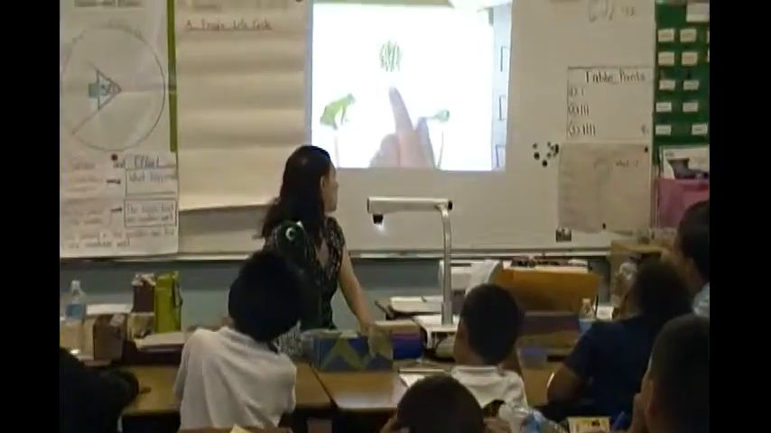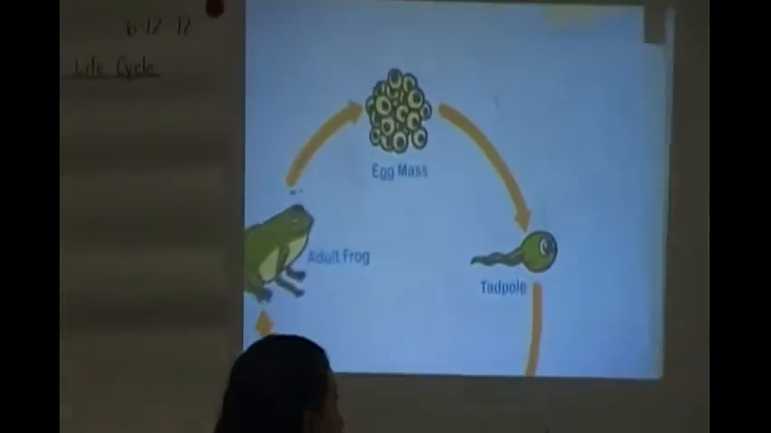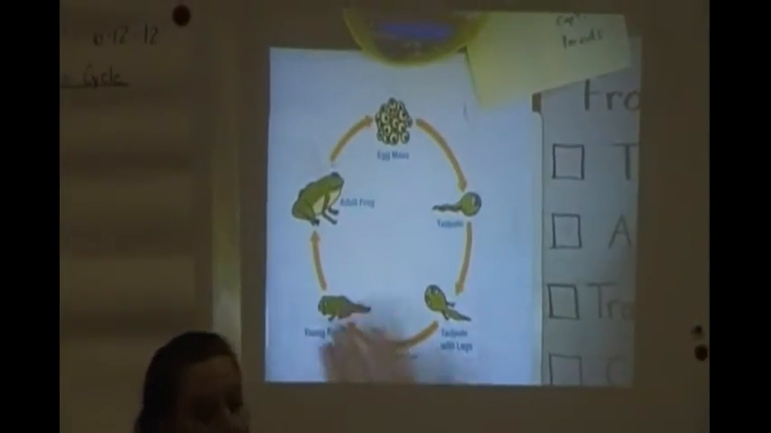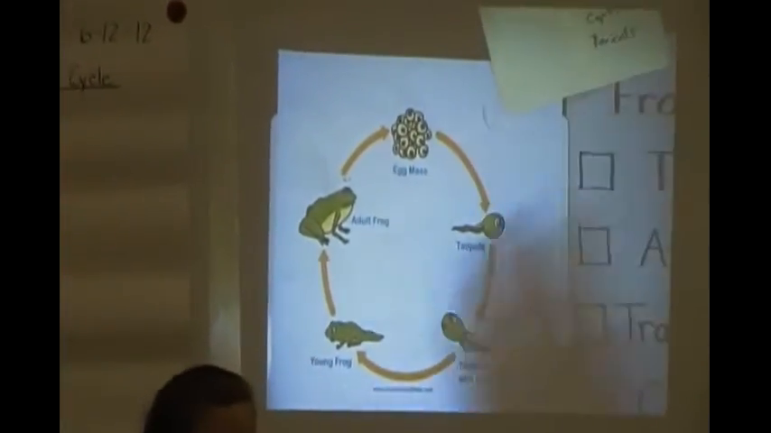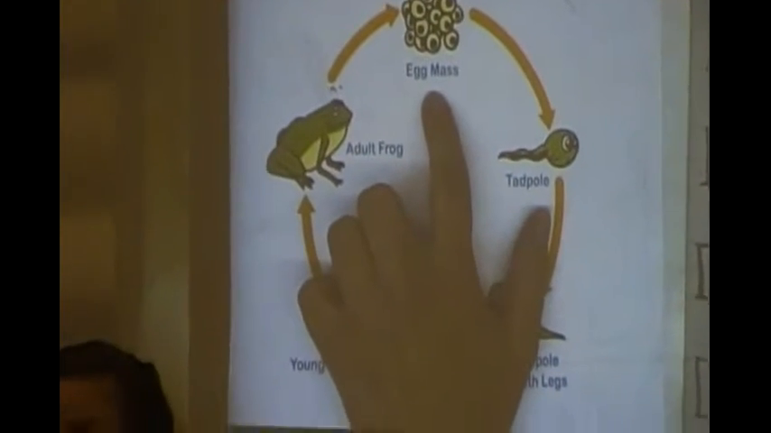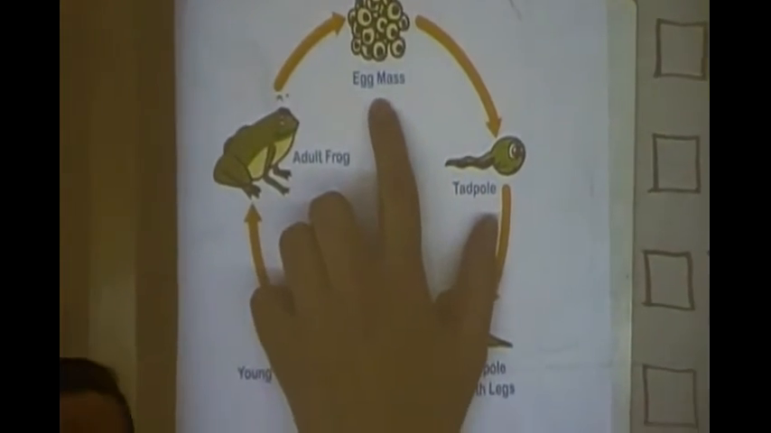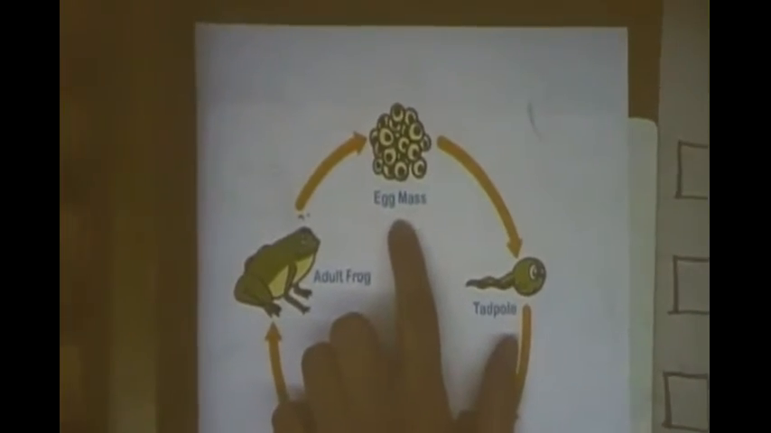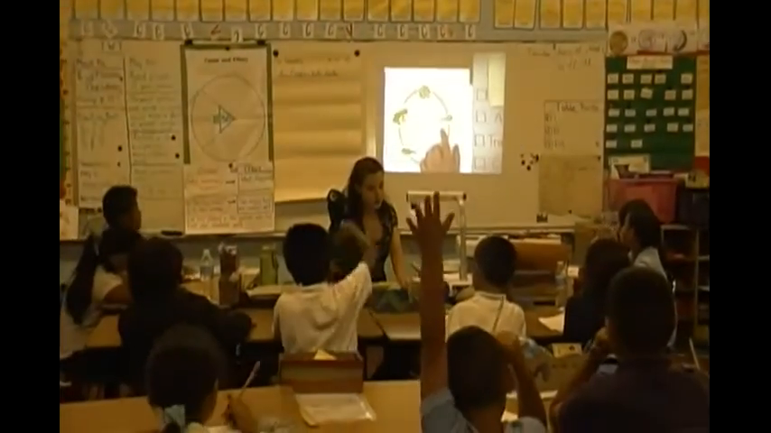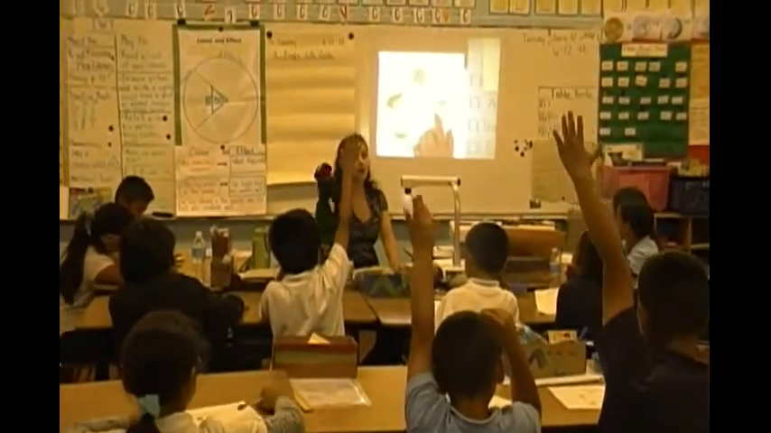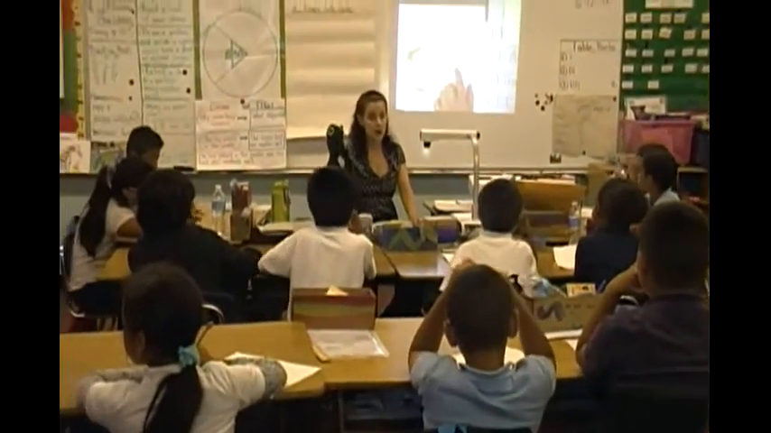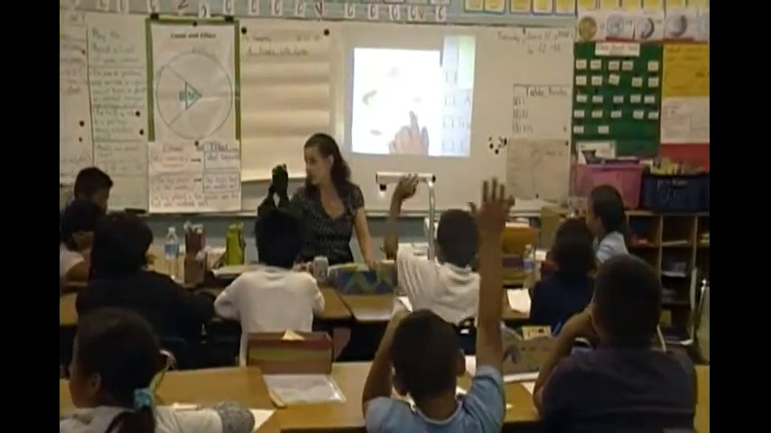So let's look here. First, a frog starts as a what? An egg mass. So make sure on your paper that you have egg mass or eggs labeled on your paper. Some of you didn't label everything on your paper, and that affected your grade. So let's look over here. What is the second stage in the frog life cycle? Steve? A tadpole.